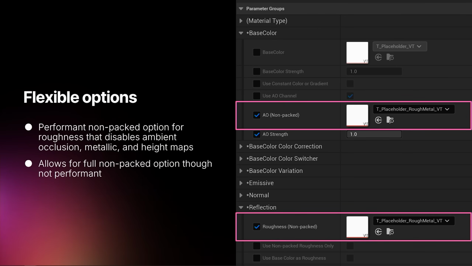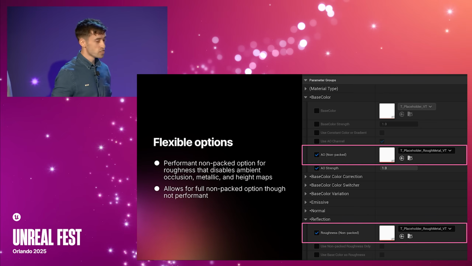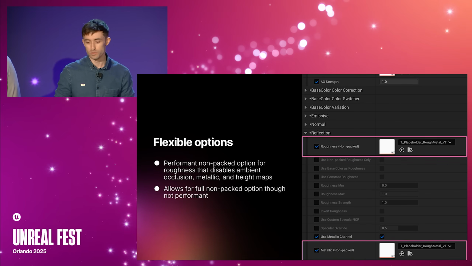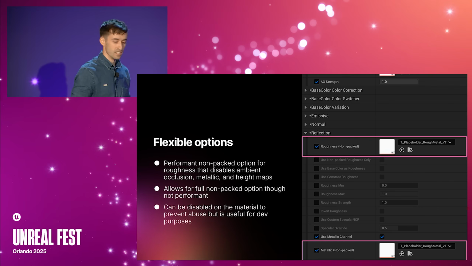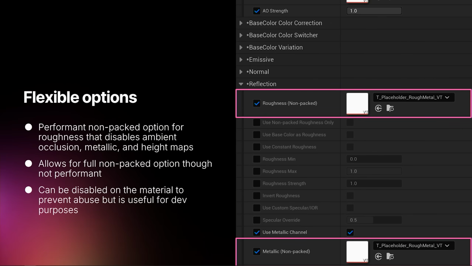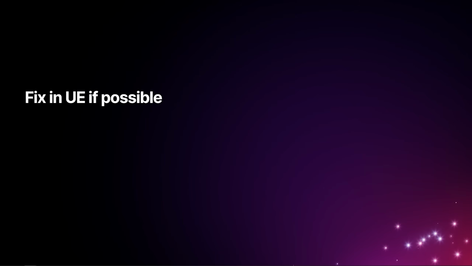We also do allow full non-packed options as well. So if you are trying to figure out if one specific channel is working, instead of having to repack it every single time just to test it, you can open it up and then you can just put in the individual maps. Now this is obviously not performant and we discourage it, but if this is found to be a problem, we can just disable the entire thing on our master material and we can just disable the functionality completely. But it's very useful for dev purposes.